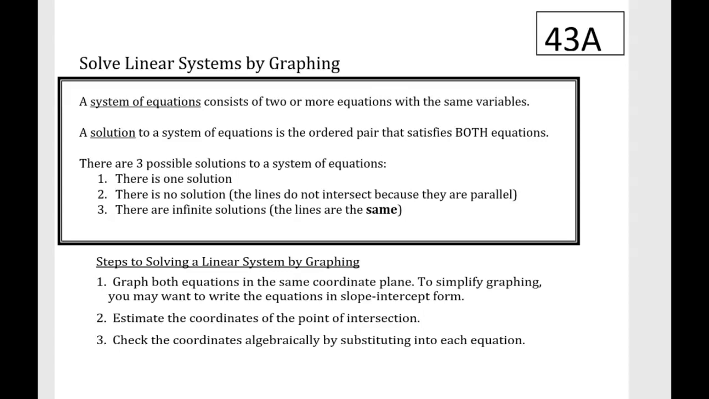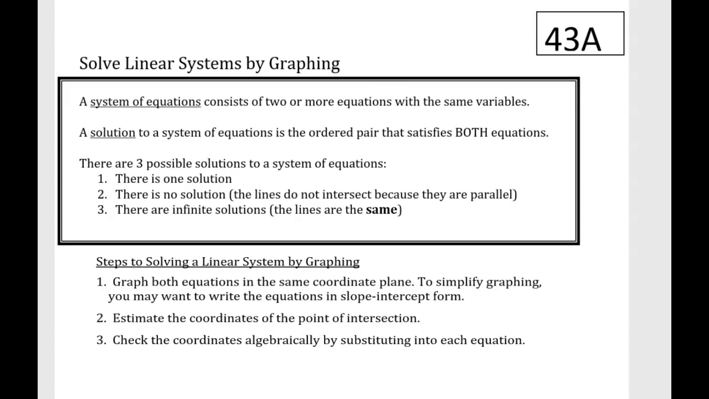So the 3 solutions would be, first, just one possible solution, and that would be where the 2 lines intersect. If you have an ordered pair that satisfies both, it's actually going to be at the point where the 2 lines cross. So that's when we have one solution.